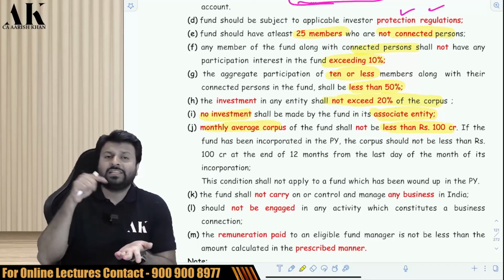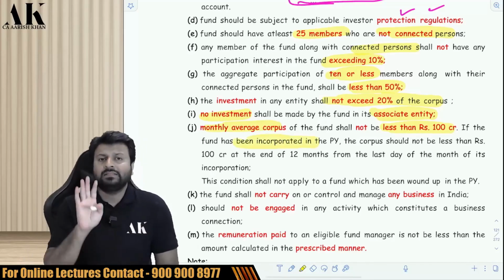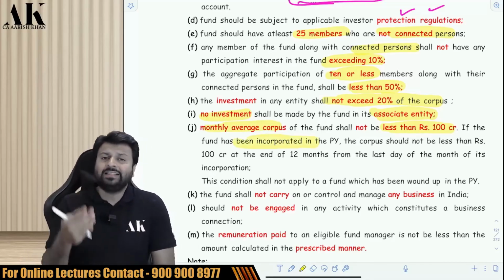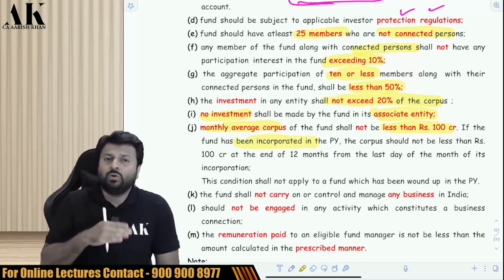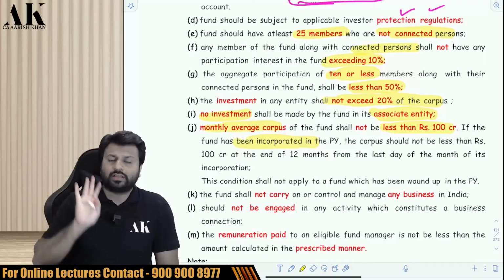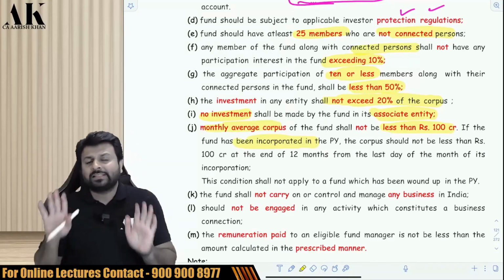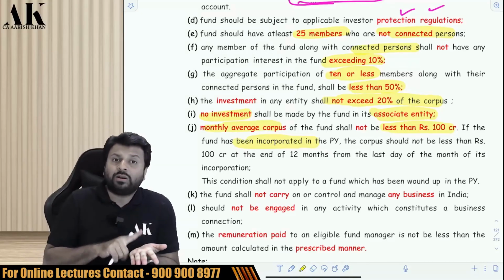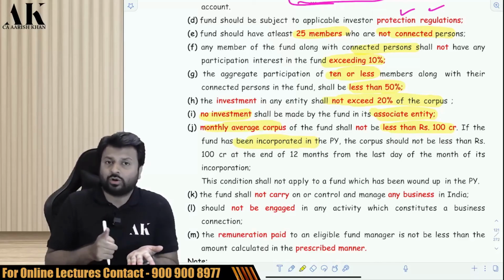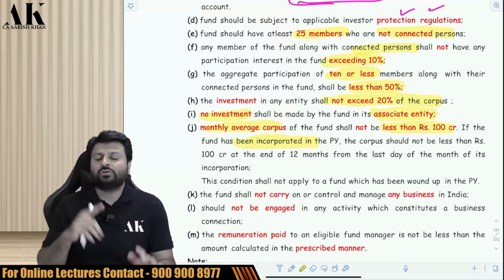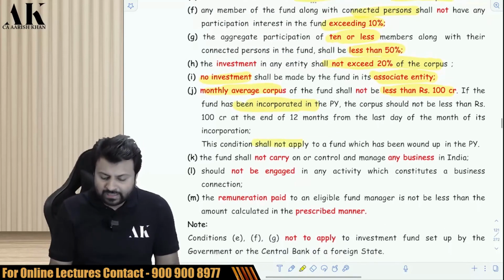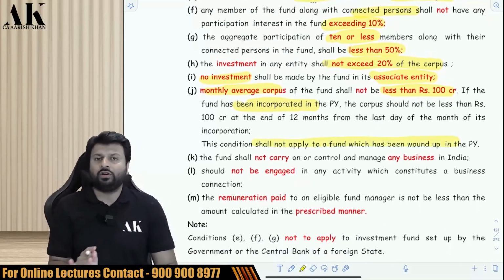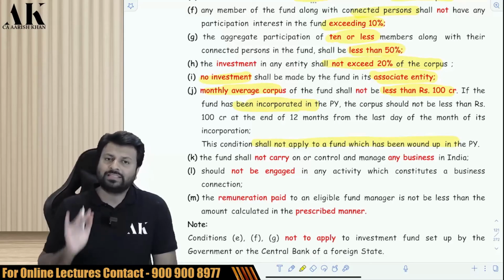But if the fund is incorporated in the current year, then this rule is relaxed slightly, and for them the monthly limit is not applicable. For them, the government has said that within 12 months you should reach 100 crore. So if you are an existing fund, then the monthly corpus should not be less than 100 crore. But if you are a new fund, you should reach 100 crore within 12 months. Next, if you are wound up in the current year, then this condition is not applicable for you. This condition might be skipped by you.